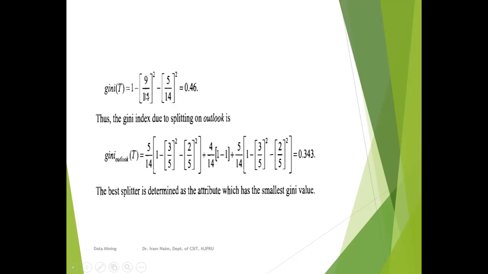So in this way, we are calculating the Gini index before splitting and after splitting. So the best splitter is determined as the attribute which has the smallest Gini value. Similarly, we can calculate the Gini index value for other attributes like weather, temperature, and so on. And the one with the minimum Gini index value will be selected first, at the very first level of the decision tree. So any of the measures can be used in selecting the splitting attribute.